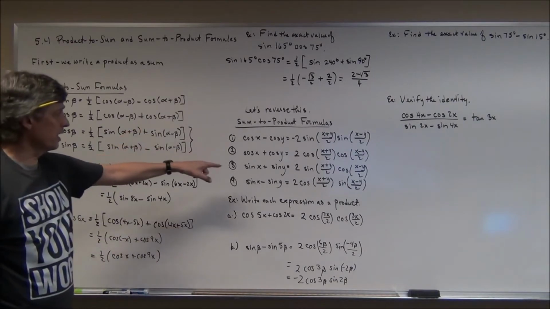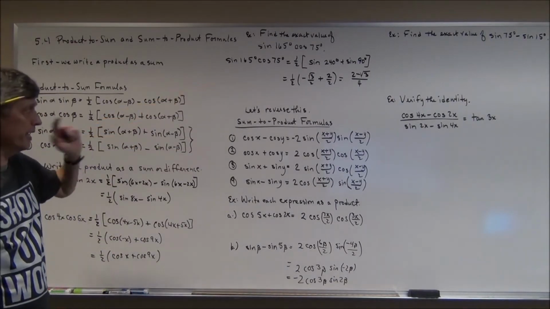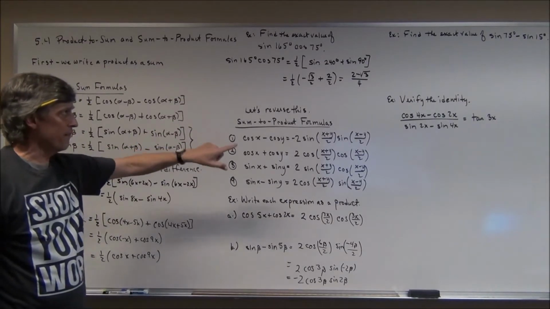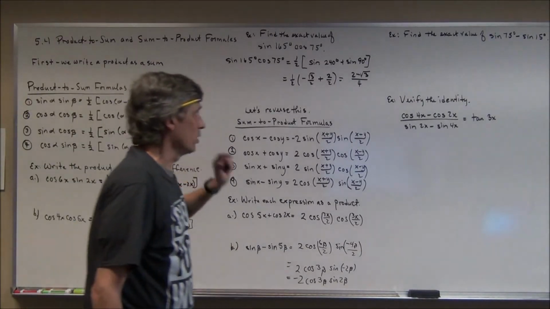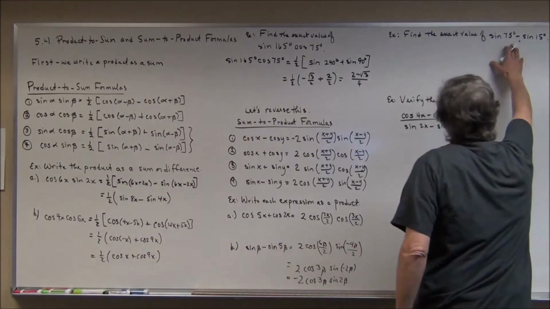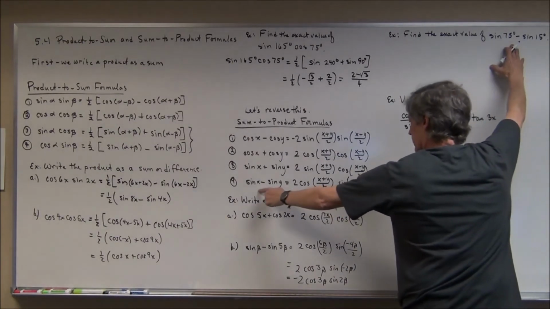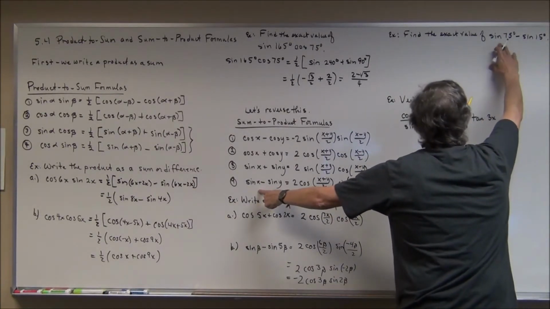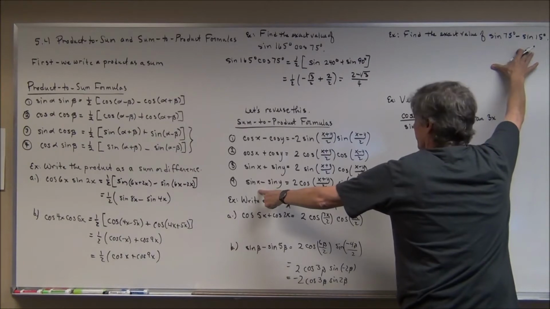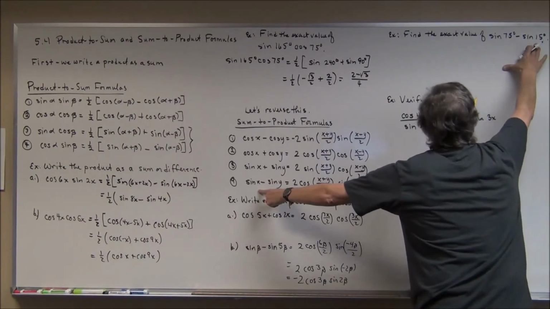Let's use one of these to find an exact value. I'm not going to use some half angle or some sum or difference, although I most likely could. But this looks a whole lot like number 4 again here. The sine of 75 degrees minus the sine of 15 degrees. This would be my x, this would be my y.